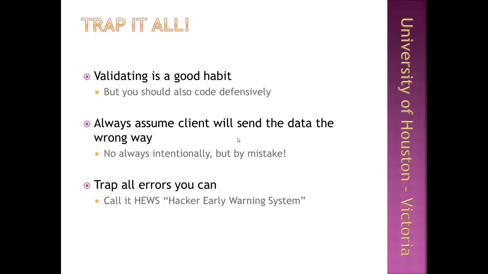Trap it all. Simply validating the information that goes back and forth between the client and server is a huge step in a more secure direction, but you should also code defensively. Assume the client will send data that is wrong or is not formatted correctly. To this end, you should trap any error on the server and log them with as much information for you as possible. This will basically be your hacker early warning system. All entries and errors in the log will give you something to either fix or harden as needed.